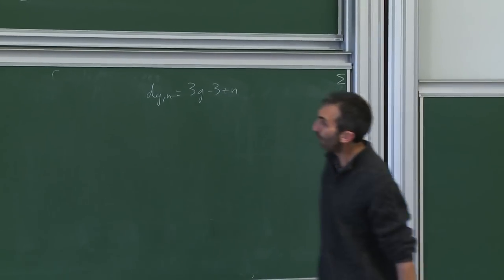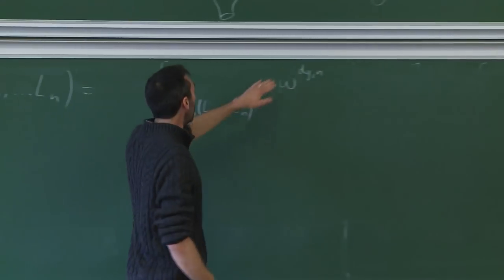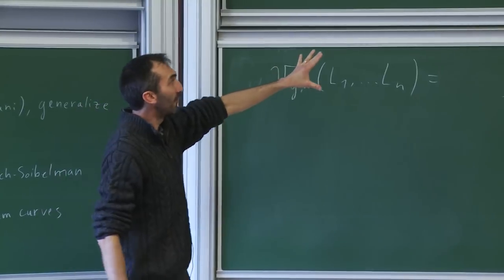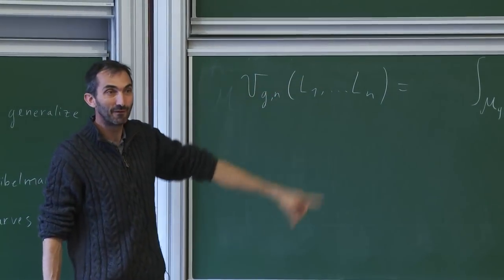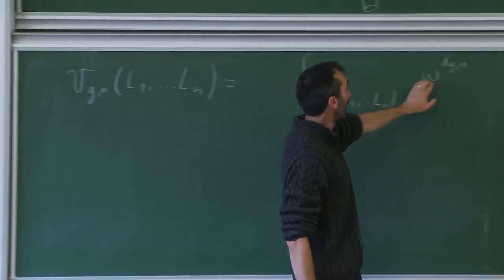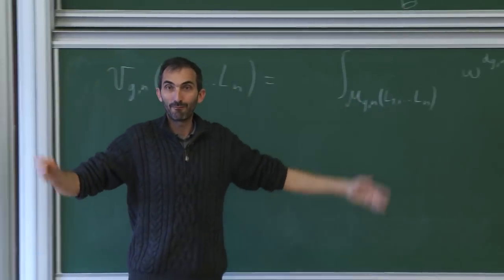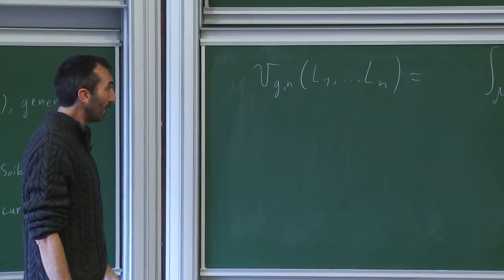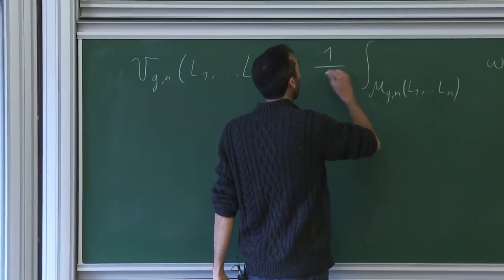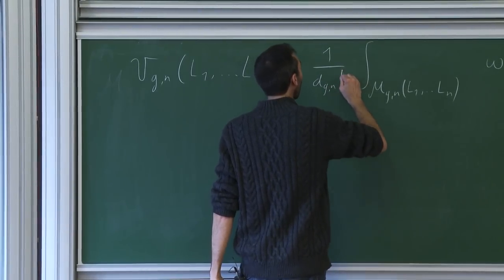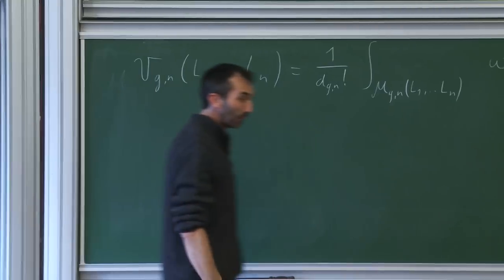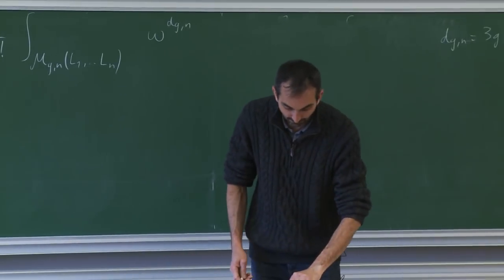So you see that 2 times d_gn is the dimension of the moduli space. It's the number of coordinates. If you raise this two-form to this power, it's a maximal dimension form, and you divide by d_gn factorial. That's the volume you would like to compute. And it's not so easy to compute them. Well, some of them are quite easy.